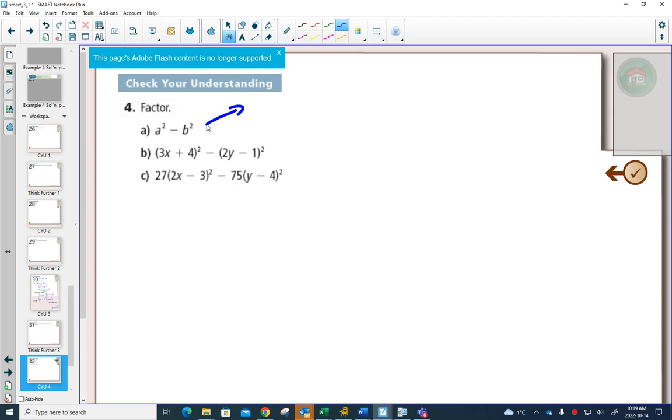Remember the name of it? When you have something squared minus something squared, it is a difference of squares. Difference because it's a subtraction sign. Squares because you have one thing squared and another thing squared.